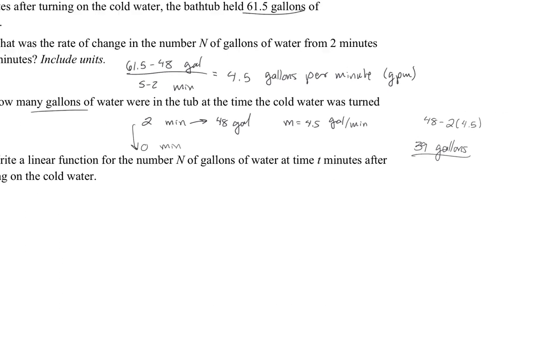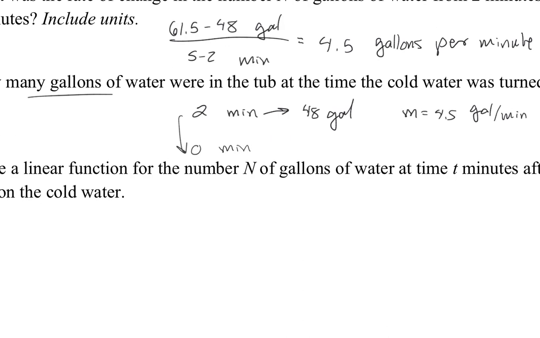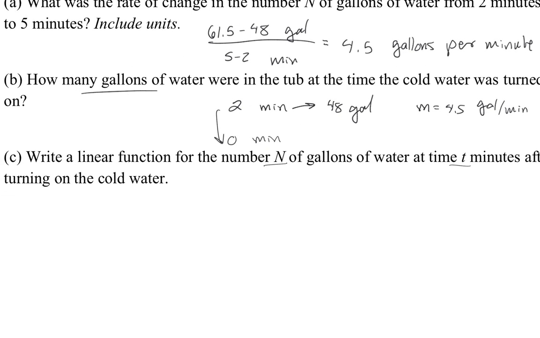Perfect. And then finally for part C, we're asked to write a linear function for the number n of gallons of water at time t in minutes after turning on the cold water. So we're given n and t are our variables. So n is going to be our dependent variable as a function of t.